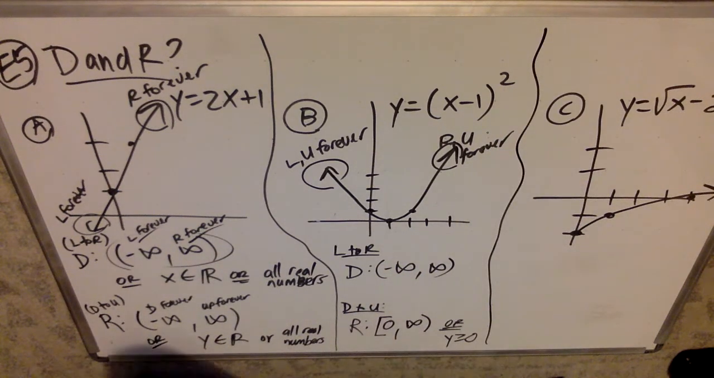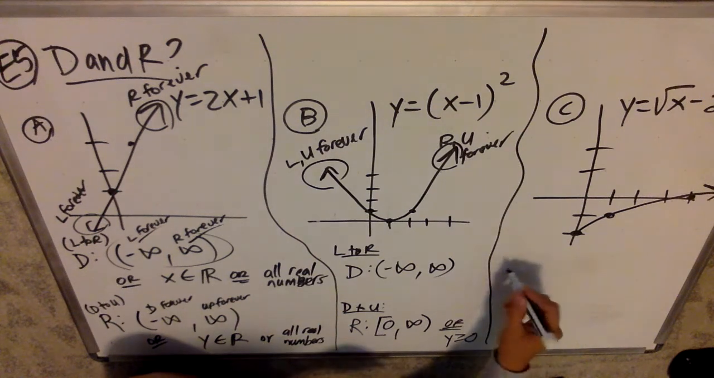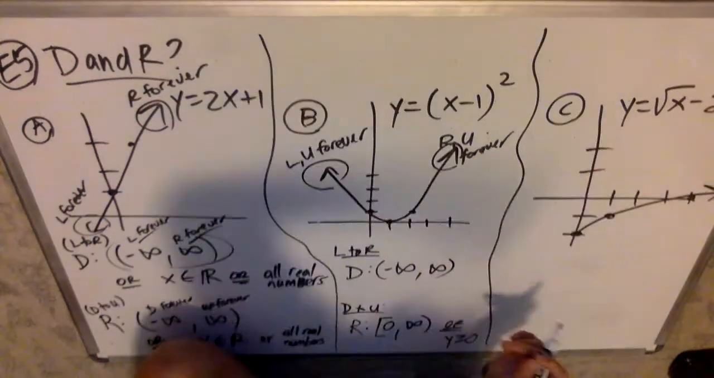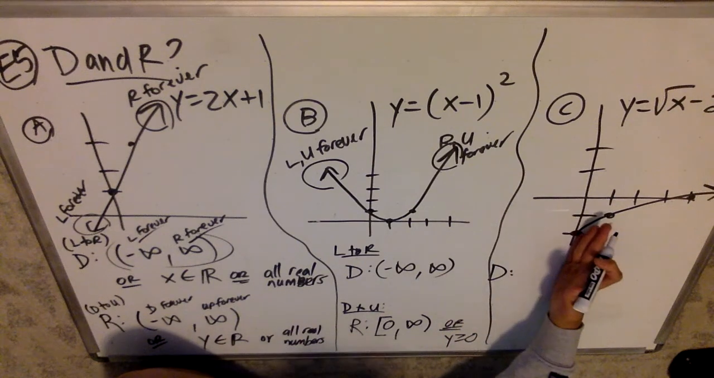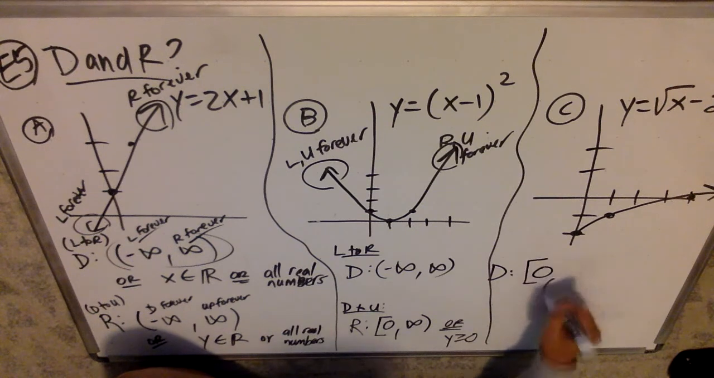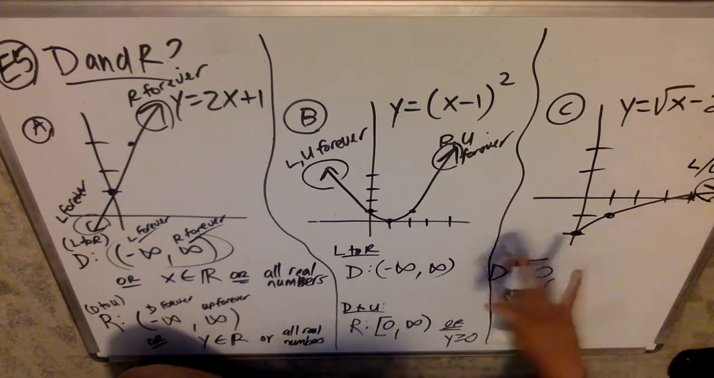Then for C, which is the square root of x minus 2, again, for my domain, I'm going to read from left to right. So over here, I have no graph, no graph, no graph. Ooh, graph! It starts at x is 0, and it has a closed dot. And then it's going to go forever right and up.